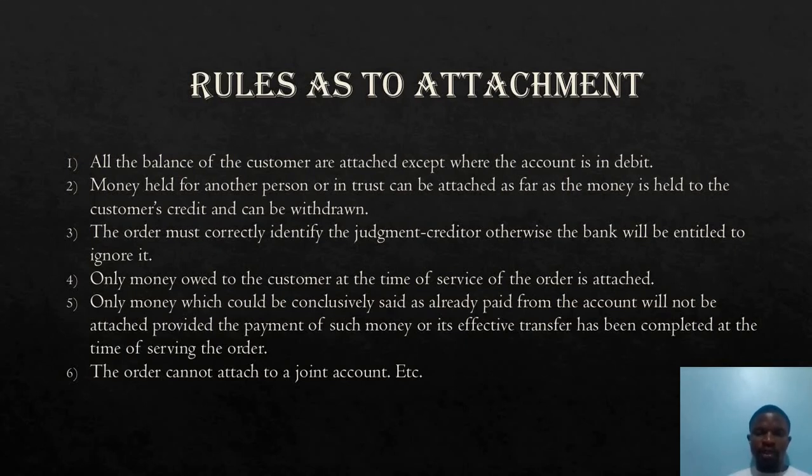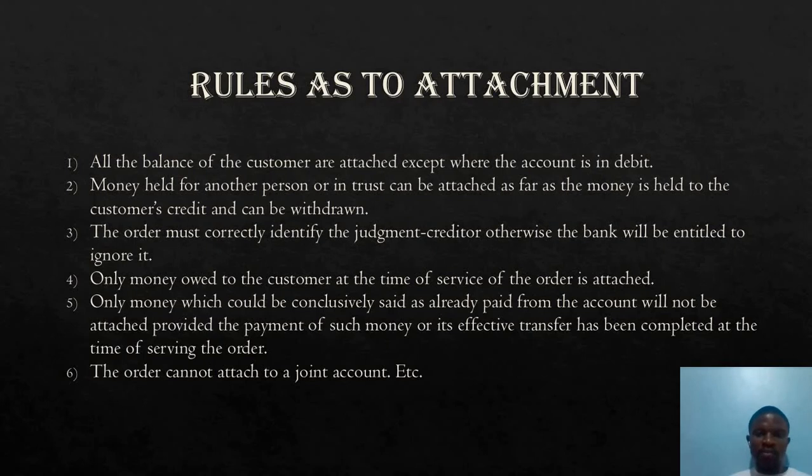Now, usually once a garnishee order is released, all the money in the bank freezes. You are not allowed to withdraw from the bank. You are not allowed to make any transfers from the bank. It freezes, right? Until it is made absolute. Either the order is quashed or it becomes absolute and you actually have to pay the money. So you cannot take that money if the account is in debit.